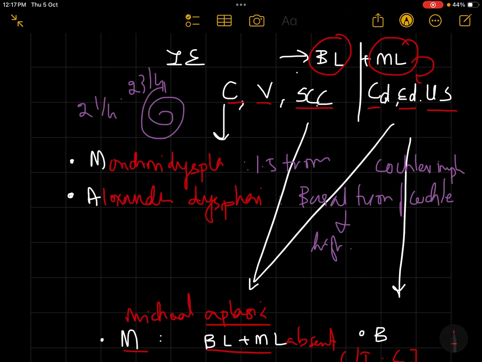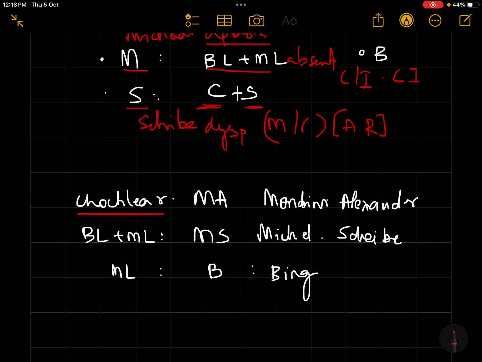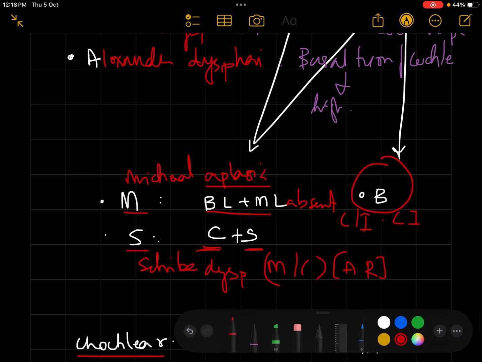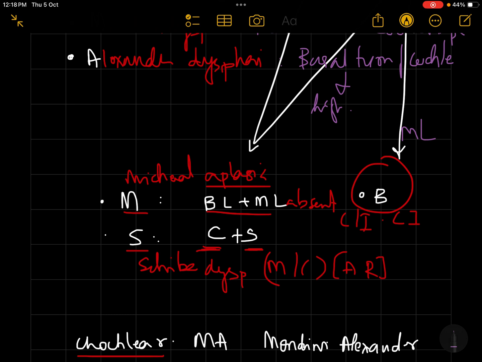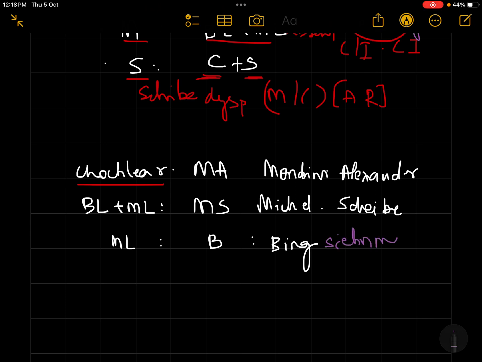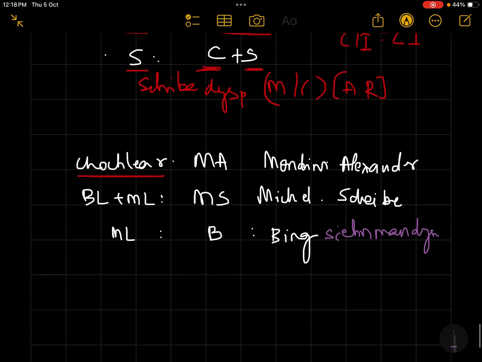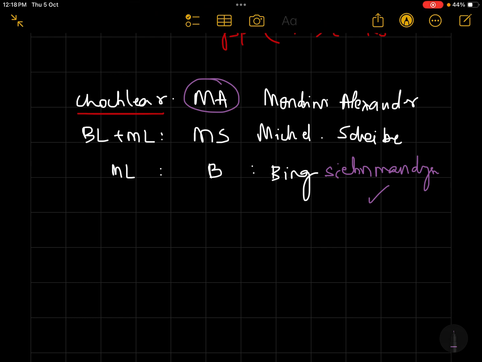Then we have defects of the membranous labyrinth alone, where there is absence of the membranous labyrinth, called Bing-Siebenmann dysplasia. Here also cochlear implants can be used. To summarize: cochlea alone, M and A, that is Mondini and Alexander; both the bony labyrinth and membranous labyrinth, M and S: if absent, it is called Michel aplasia, and if dysplasia, then it is Scheibe dysplasia, cochleosaccular dysplasia, the most common type of malformation seen. And total absence of the membranous labyrinth is called Bing-Siebenmann dysplasia.